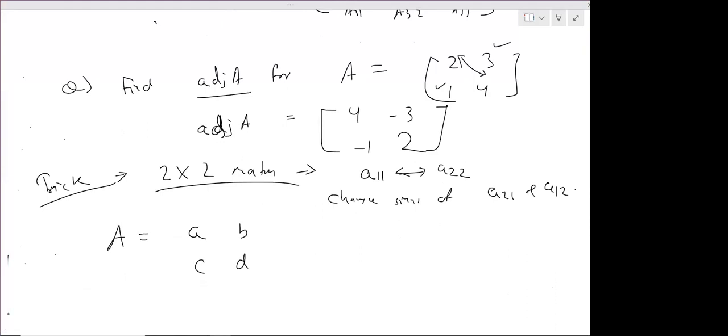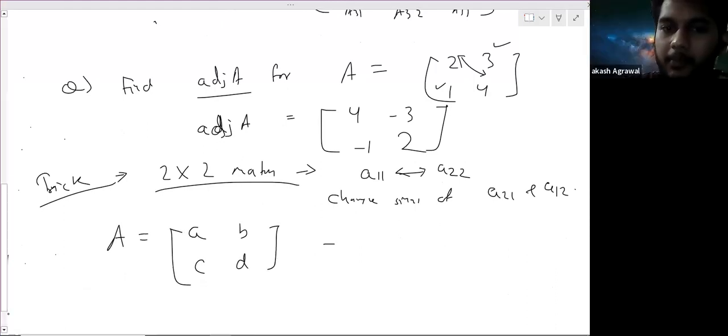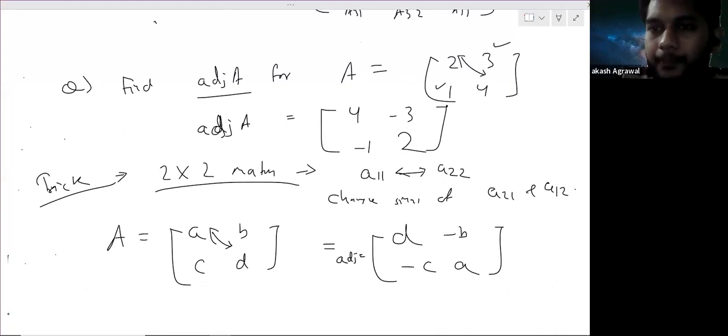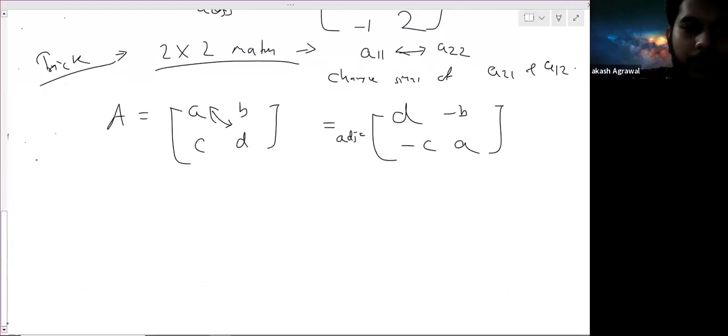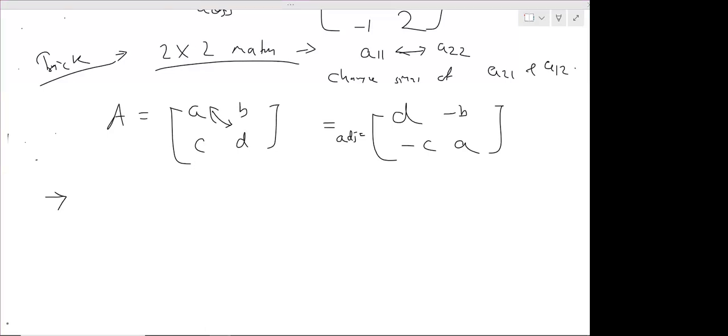Yes, sir. If it is ABCD, that means DA, right? Interchange this, change the sign of these. This is the adjoint. I hope this is clear. Very important trick. If one mark is asked for the adjoint, you can use this. Next one: for 3x3 there is no trick.